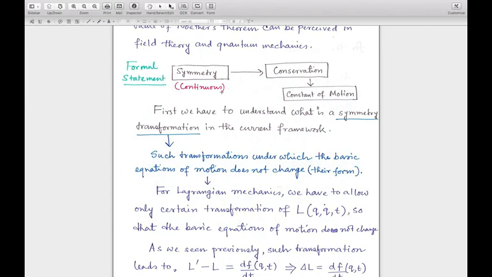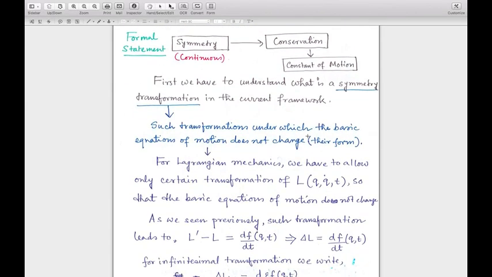finite amount. Okay. So first we have to understand what a symmetry operation or symmetry transformation is in the current framework. For our case, it simply says that such transformations under which the basic equations of motion do not change their form are called symmetry transformations. Okay. So under which the basic equations of motion do not change their form.